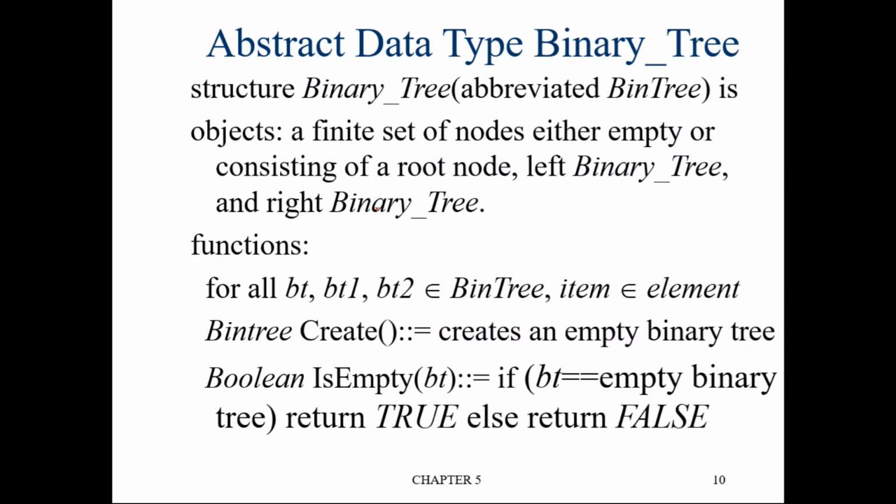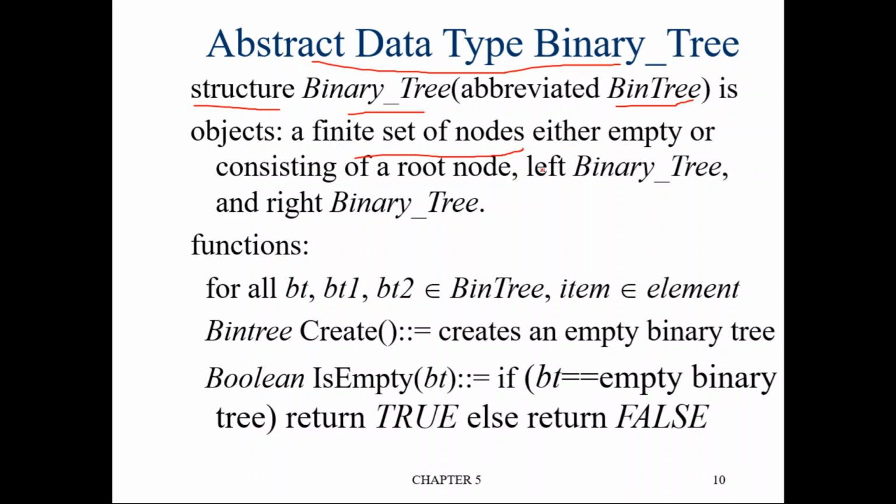So this is the abstract data type of binary tree. Hereafter what we will be discussing will be more on binary trees. The abstract data type for binary tree is represented something like this. We are defining a structure which is binary tree, abbreviated as BinTree, and it's a finite set of nodes.